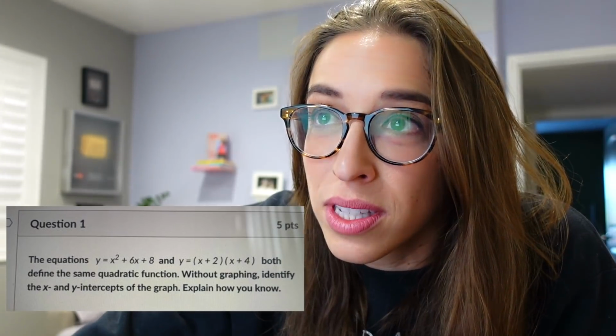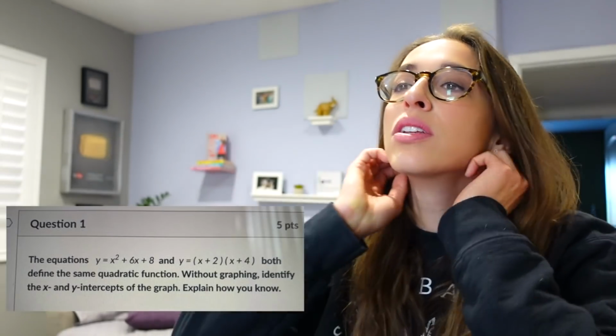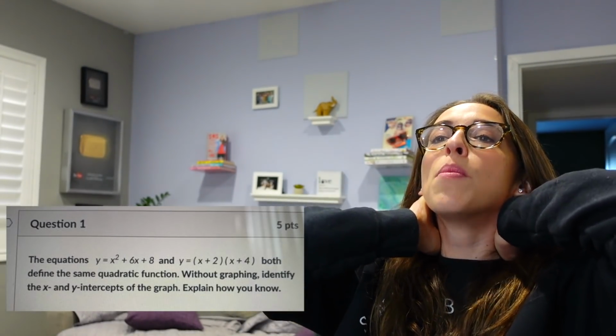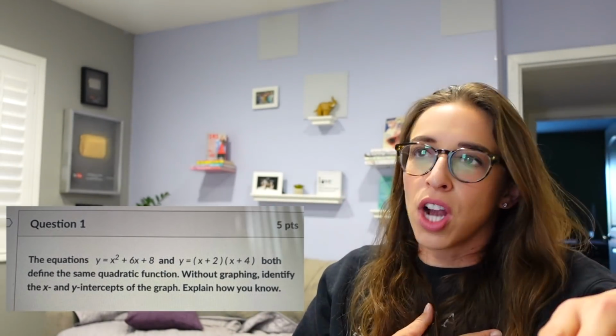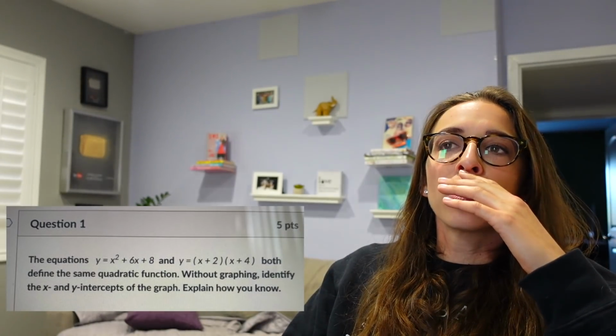The equations y equals x squared plus 6x plus 8 and y equals (x plus 2) times (x plus 4) both define the same quadratic function. Without graphing, identify the x and y intercepts on the graph. Explain how you know. Thank God, I wasn't gonna graph. Well, obviously, in this scenario, you use the diamond. I don't know. Next one.